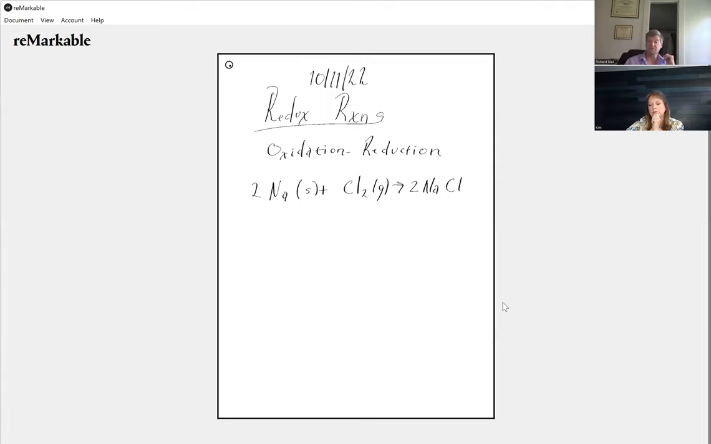Sodium, now, here's the first lesson in redox reactions. Every element has a charge or an oxidation number. We say oxidation number because in NaCl, the net charge is actually zero. So you might hear me talk about the oxidation number.